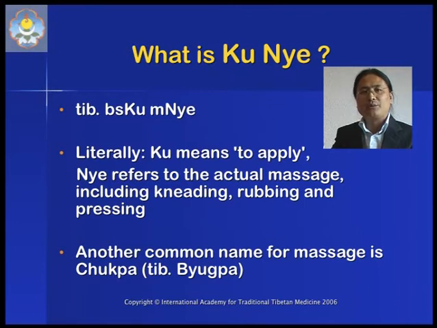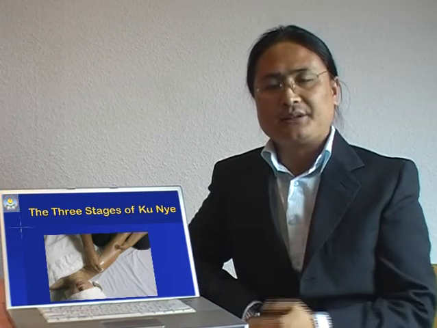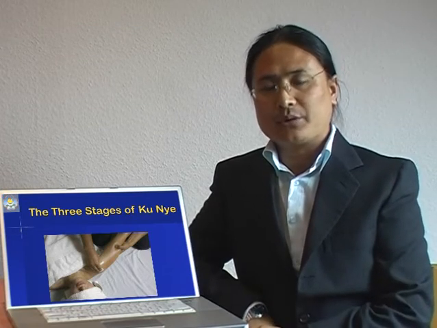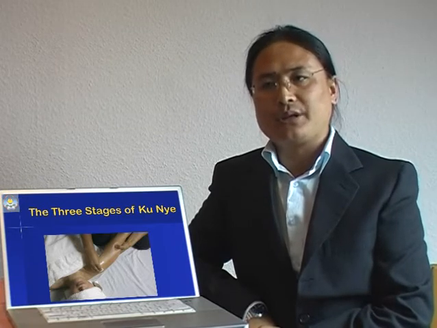There is also a very common name for Kunye, which is called chukpa. In Tibet, this name chukpa is quite well known, and in the medical texts we also normally call it chukpa. In a more precise way we call it Kunye, because chukpa sometimes refers only to the application. Here we see the 3 stages of Kunye, and this is the more detailed explanation about Kunye. 3 stages means the 3 main processes of Kunye.